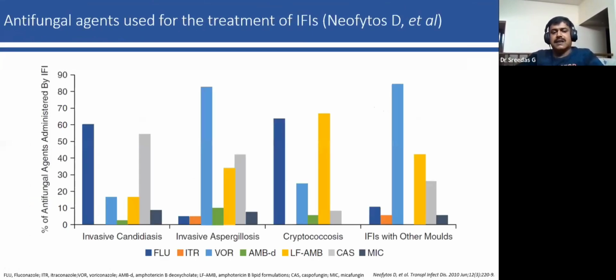Now, this slide shows the various options of treatment in invasive fungal infections, which I just mentioned. For Candida, it's fluconazole and caspofungin that come in the list, followed by amphotericin. For invasive aspergillosis, the drug of choice, as I told you, is voriconazole, but other drugs include the echinocandins. And for Cryptococcus, again, fluconazole and liposomal amphotericin B. For other invasive fungal infections, again, it's voriconazole.